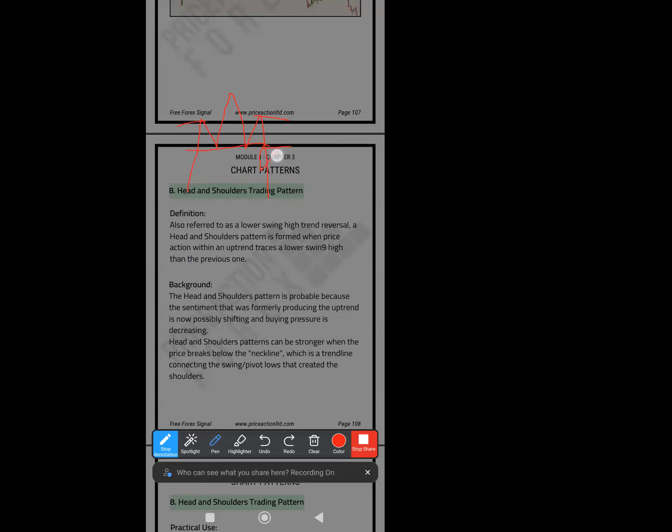So you will say that the head and shoulder is a reversal pattern. Like in the definition, we said it also refers to a lower swing high trend reversal. And it always appears in an uptrend. It's where the market has been going up and the head and shoulder formed. That should tell you that a trend reversal is taking place.